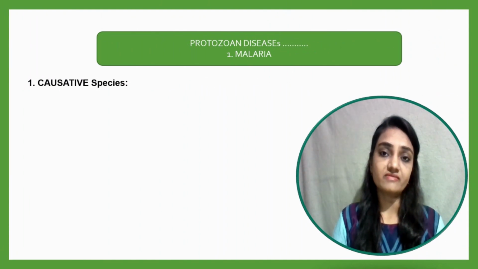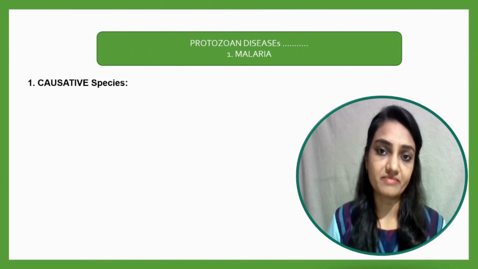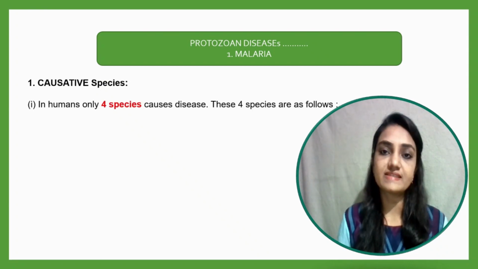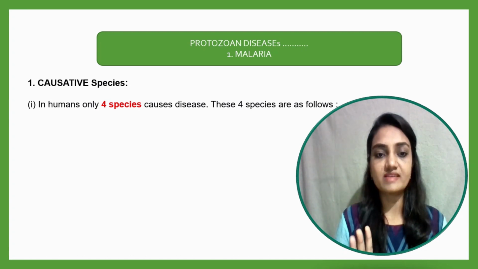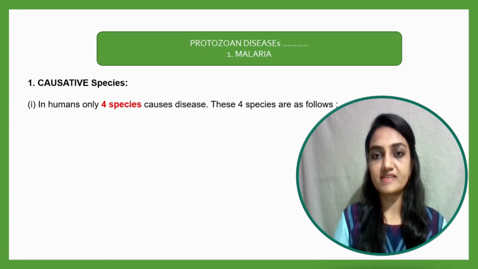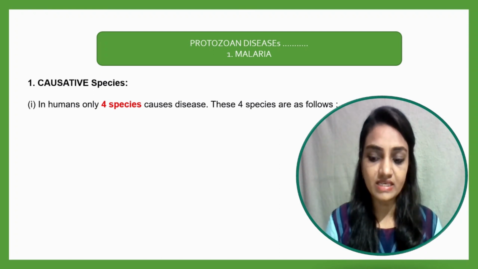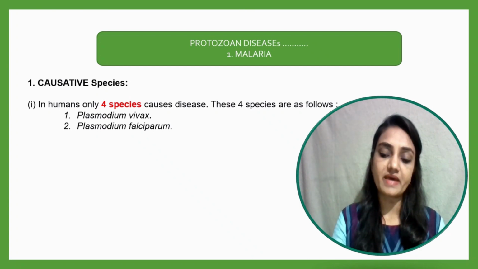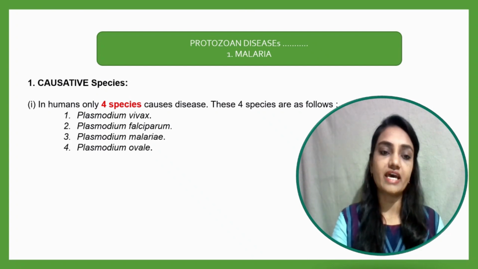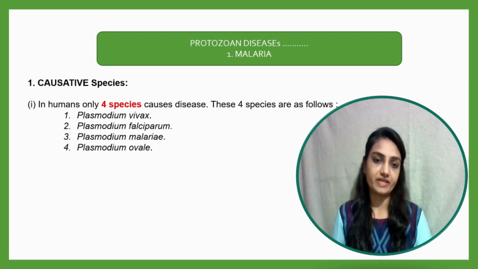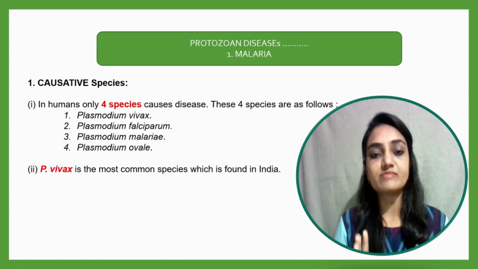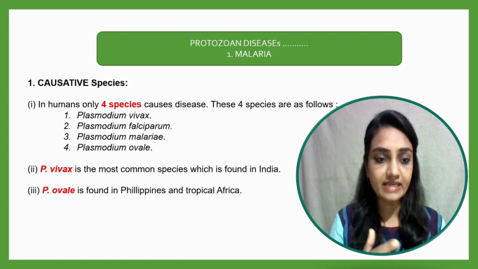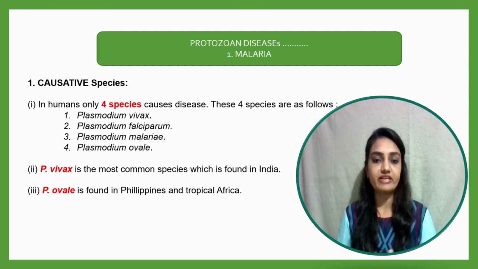First of all, we will learn what the causative agent of malaria is, meaning which organism is responsible for causing malaria. In humans only 4 species of Plasmodium cause disease: Plasmodium vivax, Plasmodium falciparum, Plasmodium malariae, and Plasmodium ovale. Plasmodium vivax is the most common species responsible for causing malaria in India. Plasmodium ovale is found in the Philippines and tropical Africa.